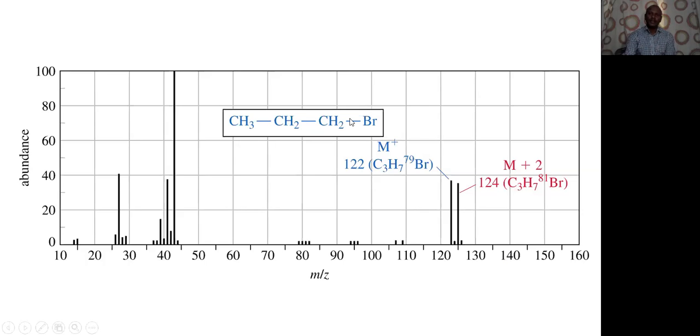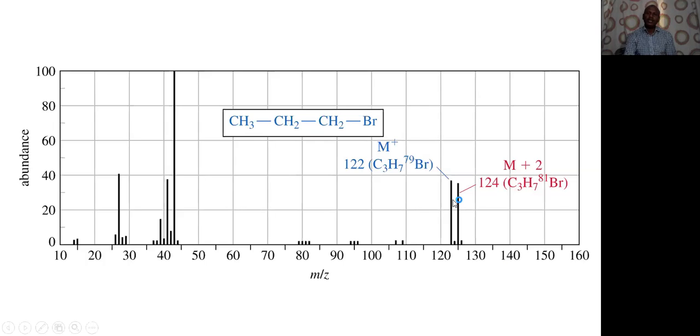For propyl bromide, the molecular ion peak weight is 122, and another molecular ion peak is 124. We call the first the M peak, and the second the M plus 2 peak. This is the most abundant ion appearing in our mass spectrum, and to that 2 mass units are added. When 2 mass units are added, we call it an M plus 2 peak. If 1 mass unit is added, we call it an M plus 1 peak.